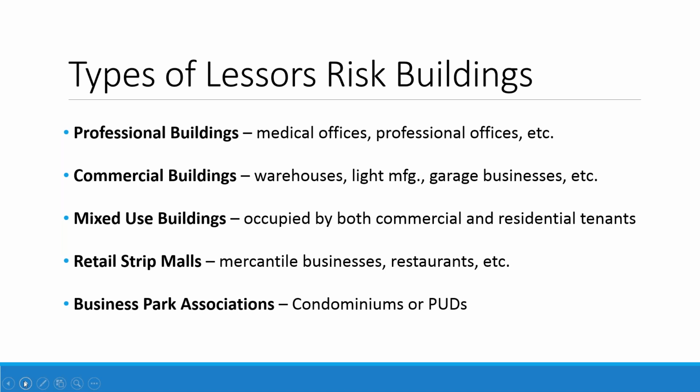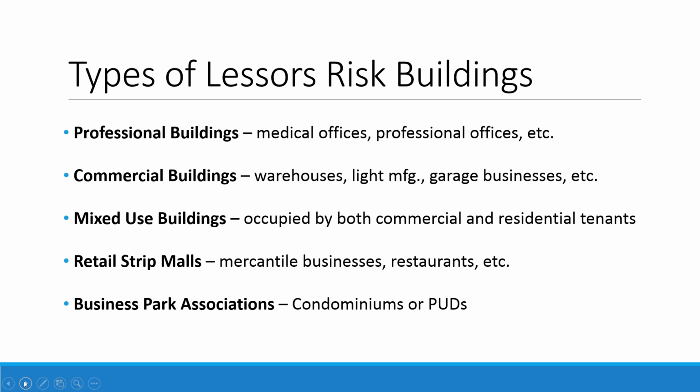And then lastly, I just wanted to go over business park associations. Generally, those can also fall in the lessor's risk category for the individual unit owners for whatever unit they own. But they could be a part of an association that's made up of multiple unit owners, which is different than a lessor's risk where the owner of the building owns all of the units and is renting all of those units out instead of there being multiple unit owners. So I did just want to bring that up.